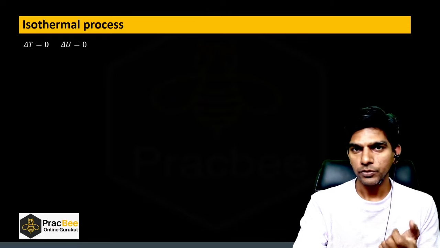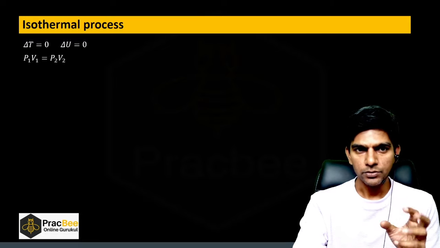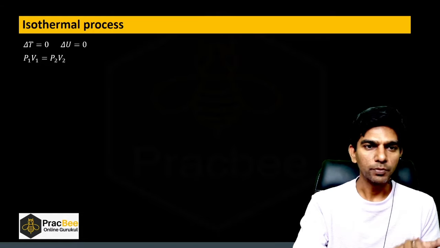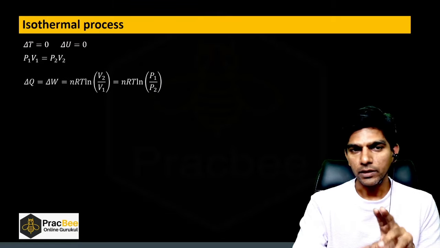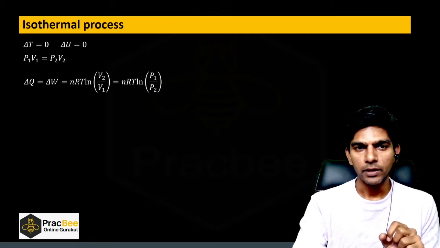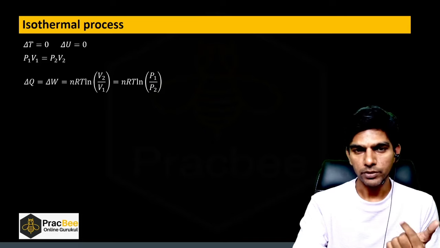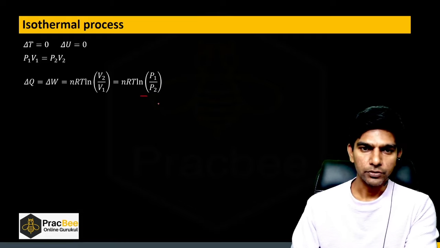If delta T is 0, we know delta U is F by 2 nR delta T. So delta U is also 0. So if we apply the ideal gas equation, if temperature is constant, PV is also constant. So for a given amount of gas, P1 V1 is equal to P2 V2. And if delta U is 0, we can say delta Q will be equal to delta W by the first law of thermodynamics. And in an isothermal process, the work done is nRT ln V2 by V1, or we can also replace V2 by V1 with P1 by P2. So it will be nRT ln P1 by P2.